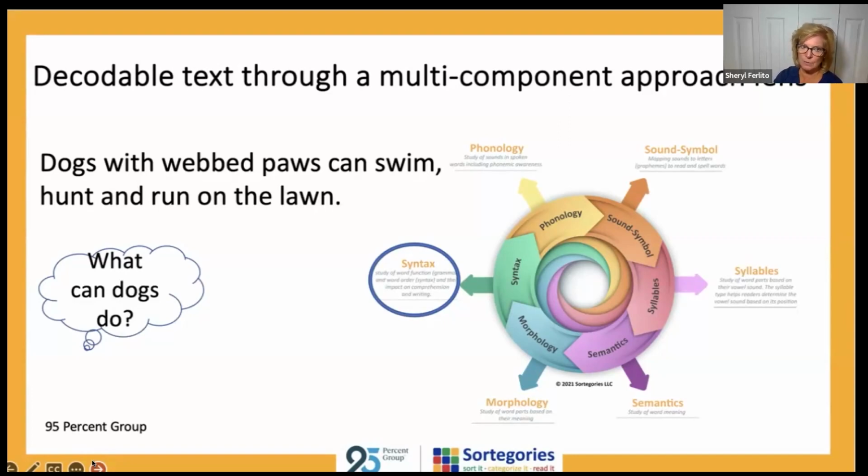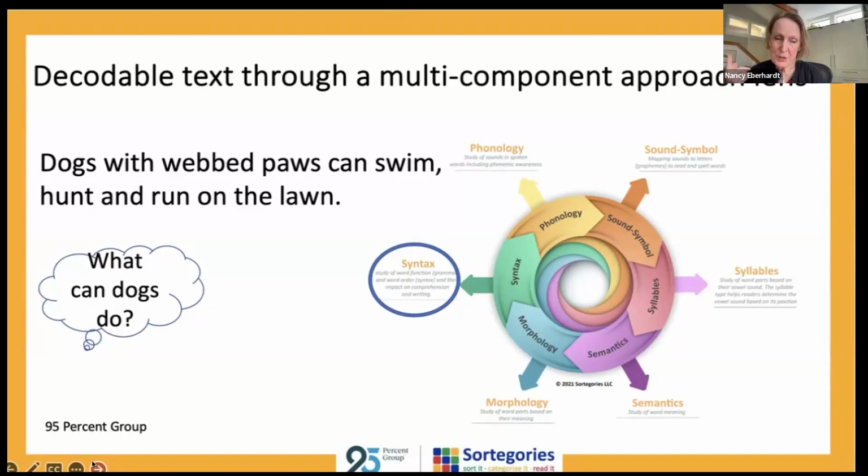What can they do? My students would want to say with web paws, because they would just choose what comes next, because they were not used to syntactically embedded sentences. Like they would just take what comes next. Well, what are they doing? Where's the action word? Oh, can swim. Oh, so more than one thing. They can do more than one thing. Swim, hunt, and run. So those are the kinds of things that I would have to very directly teach in the area of syntax with very simple, decodable short vowel words.